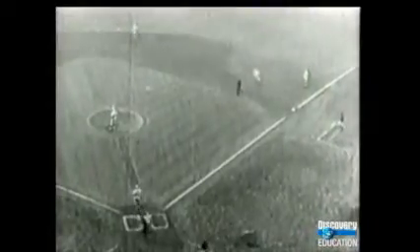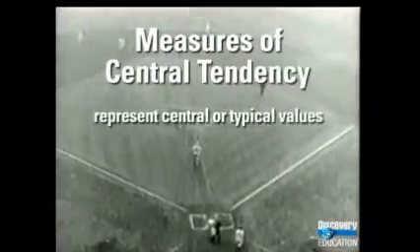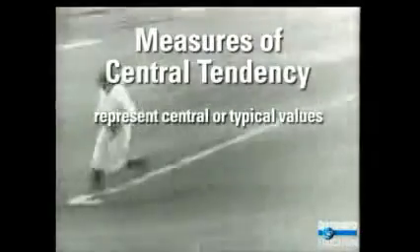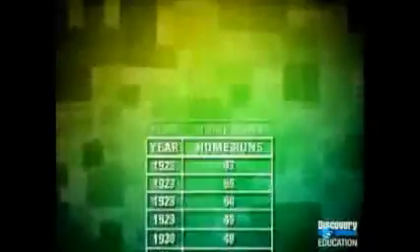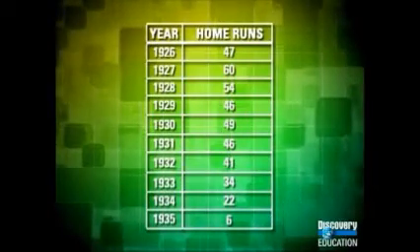Statistics that express typical values are measures of central tendency. They represent the center of the data, or, in a way, what the typical value tends to be. The most commonly used measures of central tendency are the mean, the median, and the mode. Let's consider Babe Ruth's yearly numbers of home runs in the last decade of his career.